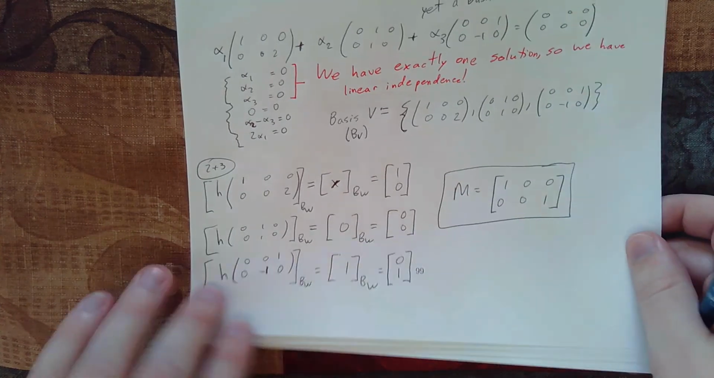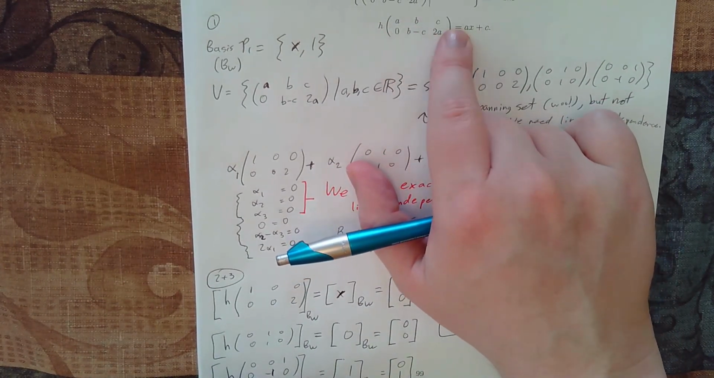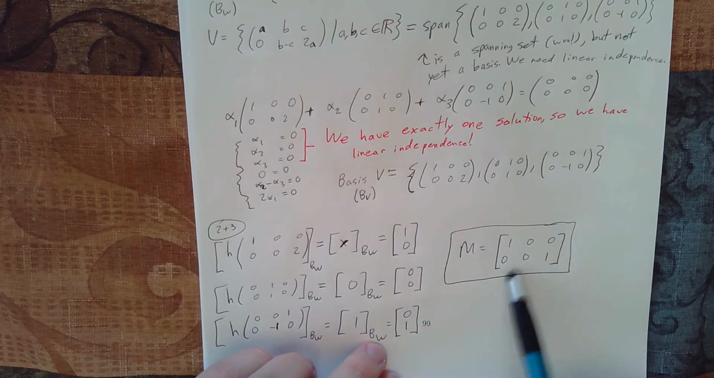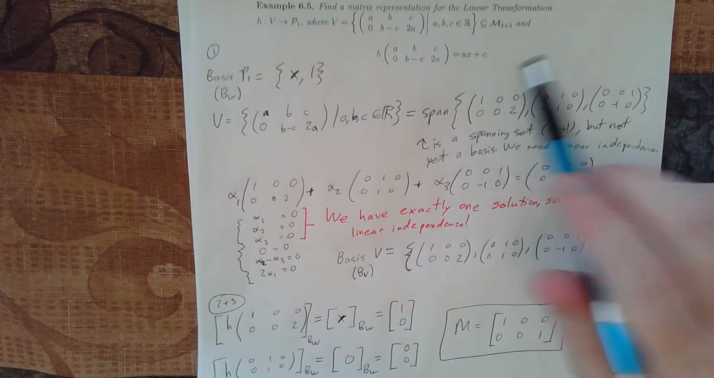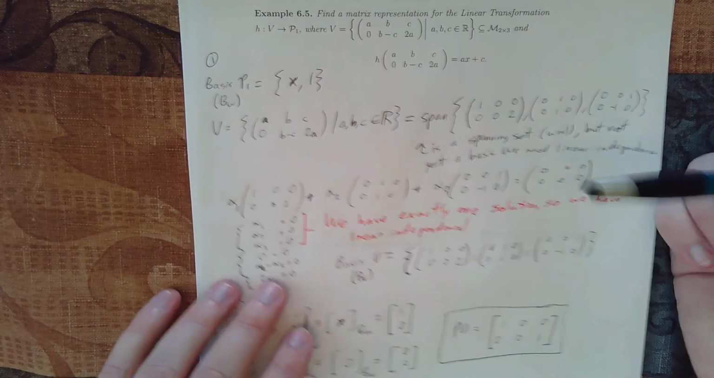So if we were able to take some sort of input and break it down into our a, b, and c components, then what we could do is take that and multiply by this matrix. It would give us an output of a, c, and then we could transform that using these to get whatever the ax plus c was going to be.